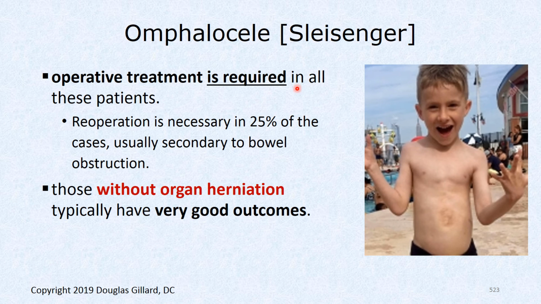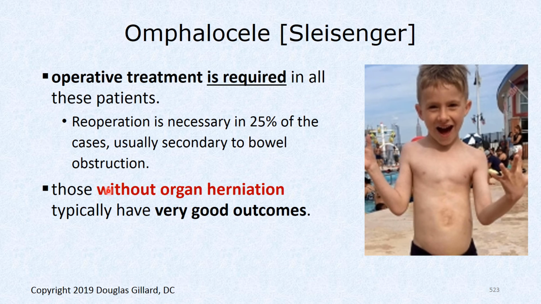So operation is obviously required. It's fairly successful. It's actually really successful. The child is going to be left with a defect where the belly button used to be. But he looks like a happy, normal kid here. He just has a kind of scarred up umbilicus because he had an omphalocele at one time.